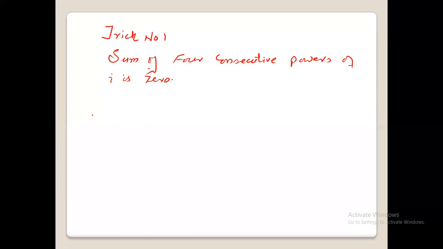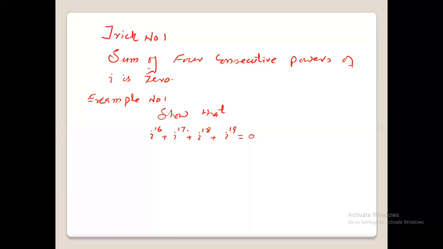Some important tricks. Trick number 1. The sum of 4 consecutive powers of iota is 0. Example number 1. Show that iota power 16 plus iota power 17 plus iota power 18 plus iota power 19 equals 0. Consecutive powers, you can see iota power 16, 17, 18, 19 without any gap, and addition is there. So we have to prove its answer is 0.